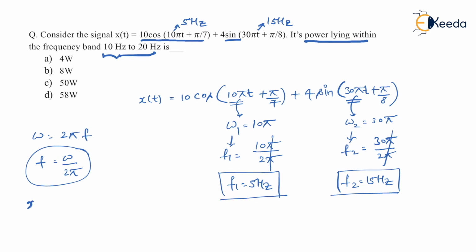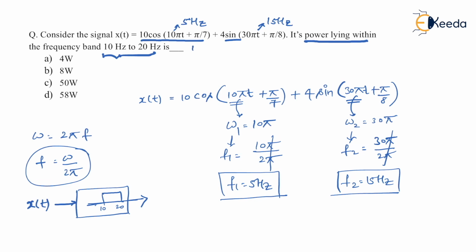Let me just show it to you. This x of t signal is passed through a bandpass filter, and such a bandpass filter is going to allow only the band of frequencies from 10 hertz to 20 hertz. The rest of the signals it is going to block. Am I right? The incoming frequency component which lies between 10 to 20 hertz will only be allowed to flow out, and the rest of the signals would be blocked.